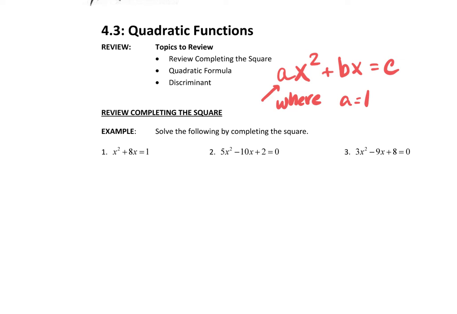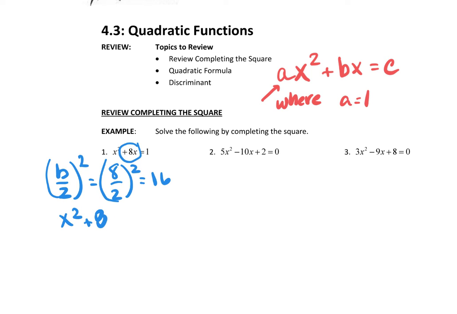And when we do that, we're going to focus on this middle term right here. And what we need to do is take the b value, divide it by 2, and then square it. So in this case, we're going to take 8 divided by 2 and square it. 8 divided by 2 is 4. 4 squared is 16. So now I'm going to take x squared plus 8x plus 16 is equal to 1. And whatever I add to this side, I have to add to the other side as well. So I'll do plus 16 again.